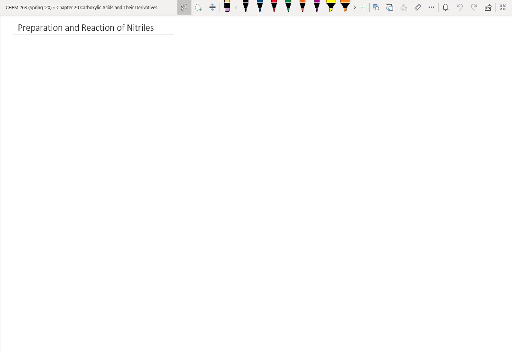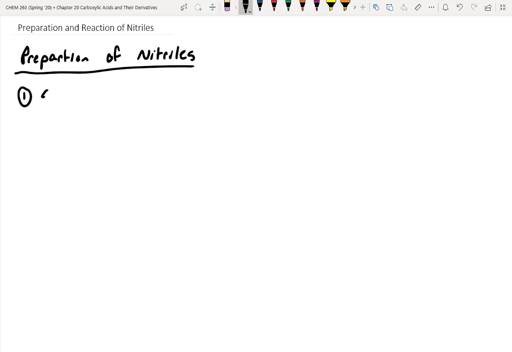All right, so we're at the very last carboxylic acid derivative for this chapter, the nitriles. And just like we've done with the other ones, I want to start out with preparation of nitriles, and then we'll go into the reactivity. And we've actually seen a little bit of the preparation of nitriles in first term. And the way we can do this is via an SN2 reaction.